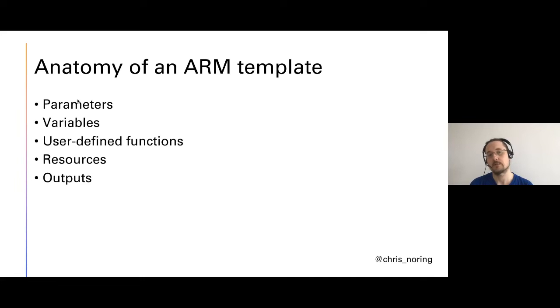So an ARM template has an anatomy, and having an anatomy simply means it has some major parts that it consists of. And those parts are parameters, variables, something called user-defined functions, resources, and outputs. Now, parameters are really input parameters, if you will. If you consider it to be a function, you would have X number of input parameters that you can use and send into that function.